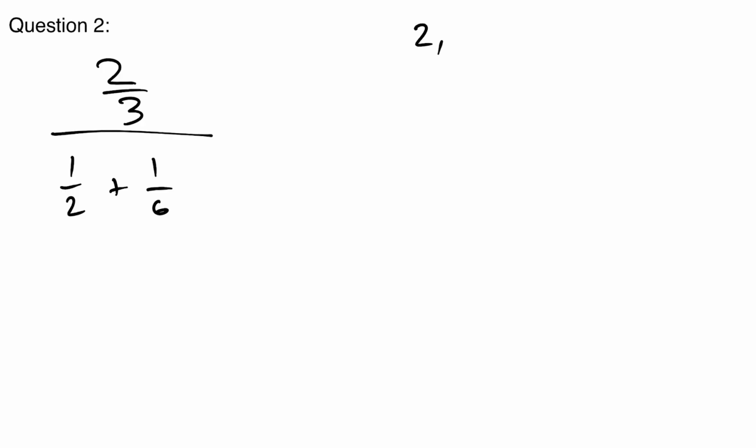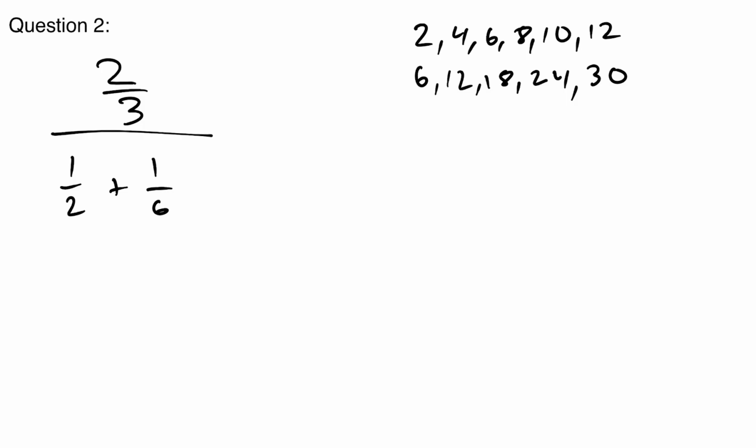So we're going to list the multiples for 2 and 6. So we have 2, 4, 6, 8, 10, 12. And then for 6, we have 6, 12, 18, 24, and 30. And so the lowest common multiple is going to be 6. So now we can rewrite our addition statement, 1 over 2 plus 1 over 6. Now we need to make 2 into 6.